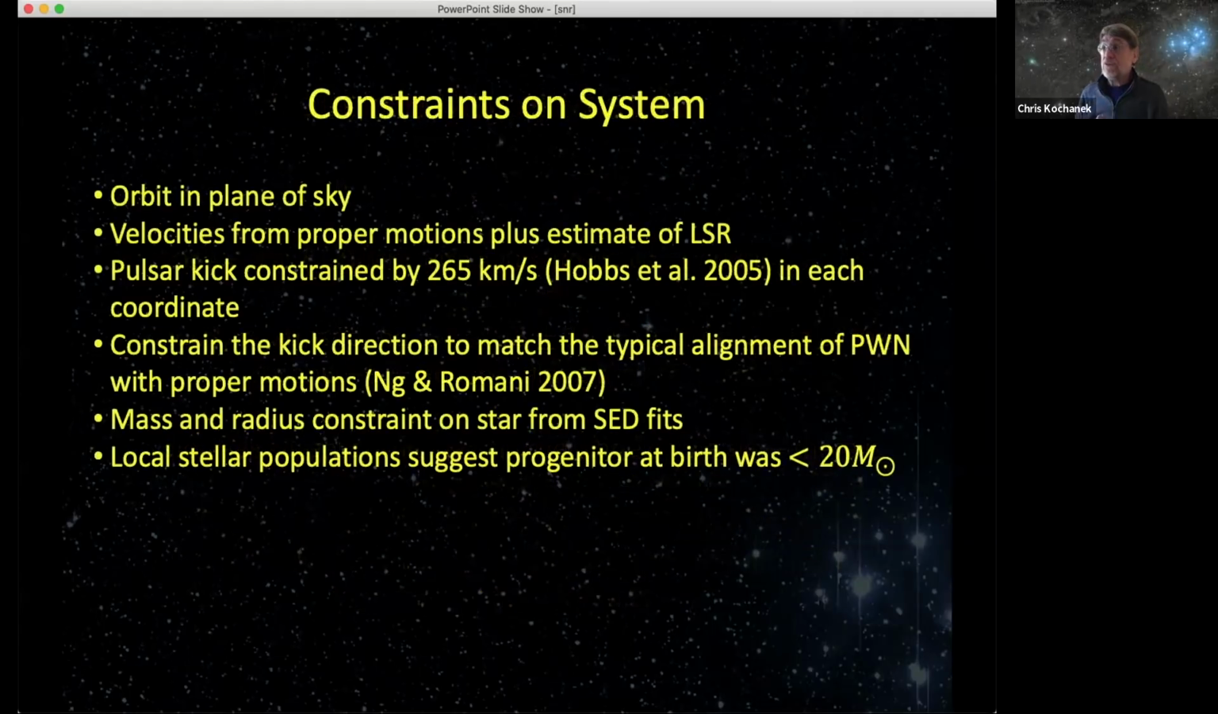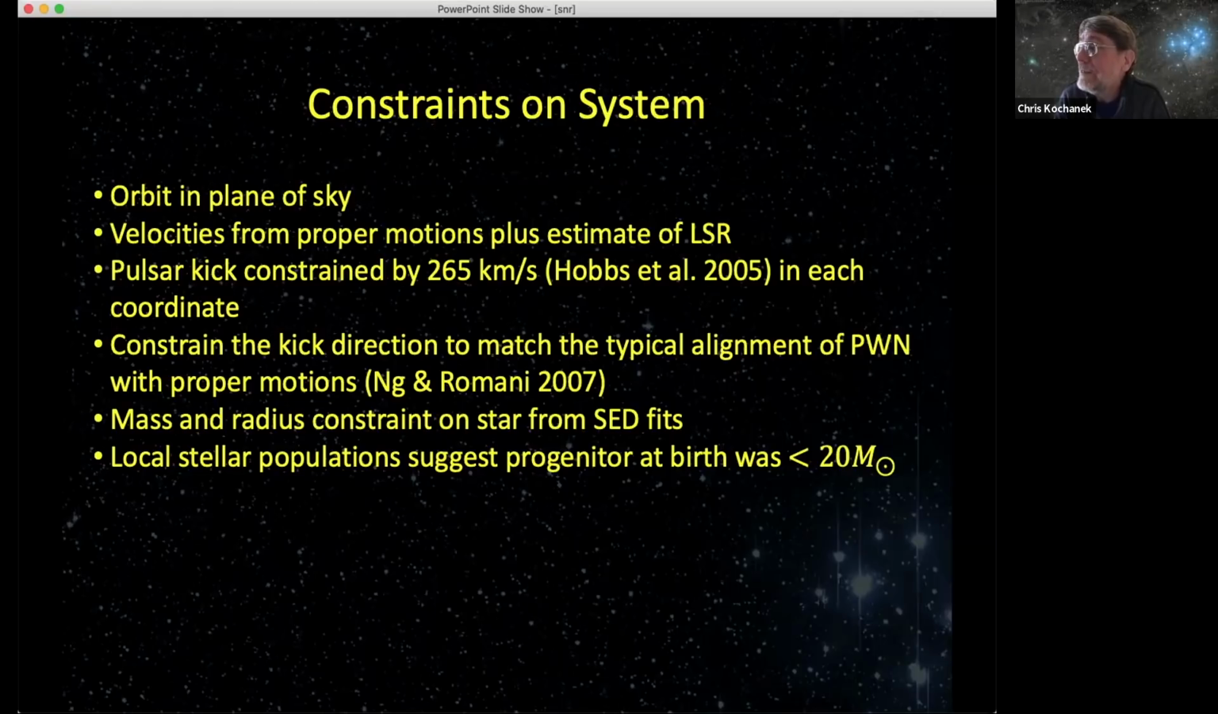Okay, but put the orbit in the plane of the sky. You have the velocities of the star and the neutron star, which you can put into the local standard of rest. You assume a statistical constraint on the pulsar kick. Again, you tried several, but it doesn't make much difference, but you use this 265 kilometers per second. You can constrain the kick direction so that it has to produce the typical alignment of a pulsar wind nebula with its proper motion. This is an old argument by, I never can remember how to pronounce the name. Someone can yell it out if they remember.